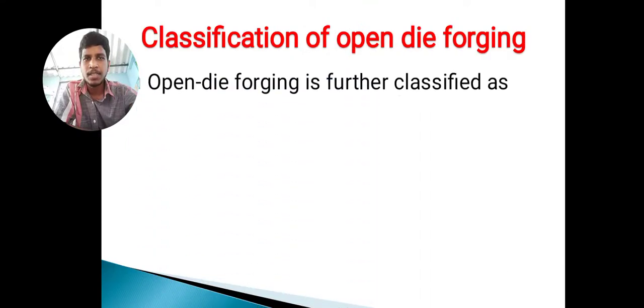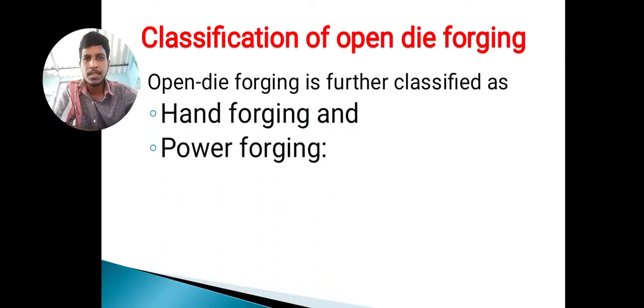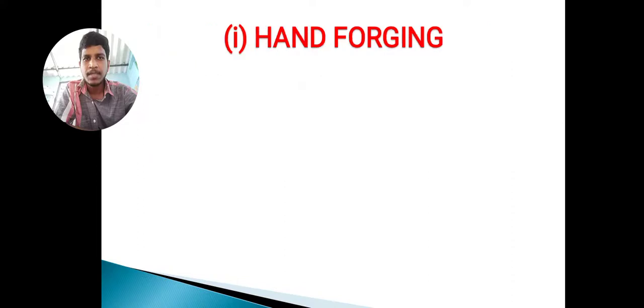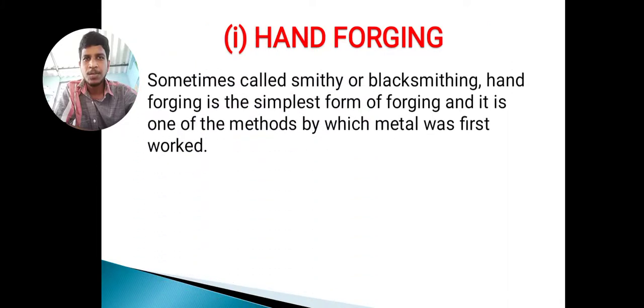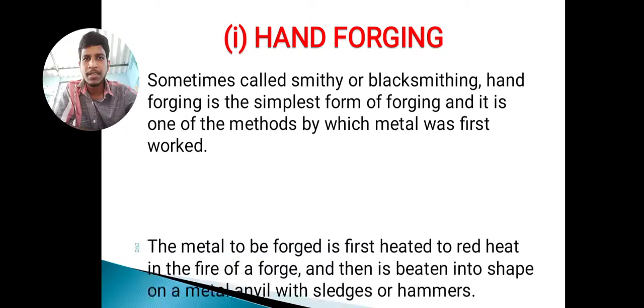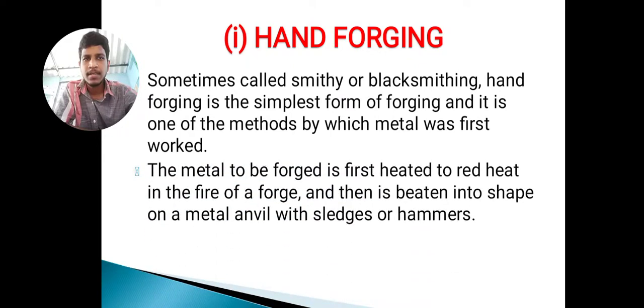Classifications of open die forging. In that, we have to discuss hand forging and power forging. First of all, I am discussing hand forging. Hand forging, sometimes we call it smithy or blacksmithing. Hand forging is the simplest form of forging, and it is one of the methods by which metal was first worked. First, the metal is heated to a reddish color, and then it is beaten into shape on a metal anvil with sledges or hammers.